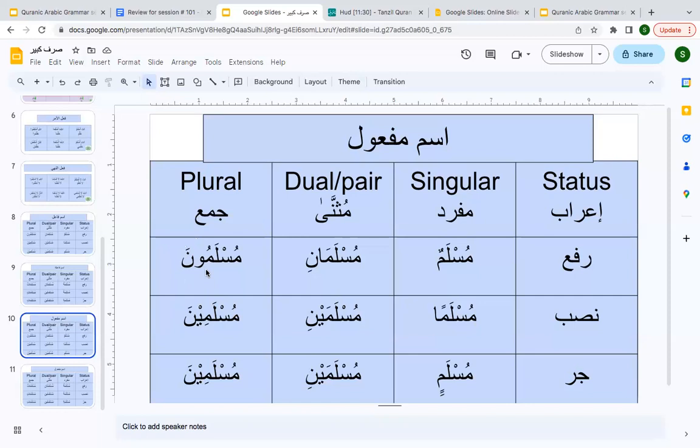So now a place, can it have any intelligence? Place will not have any intelligence. So what should we use then? Can we use the feminine plural for that? Yes. Right? And we are going to do that. So instead of saying Muslamuna, we are going to say Muslamatin. It makes sense now?